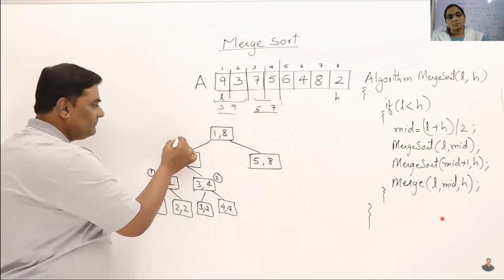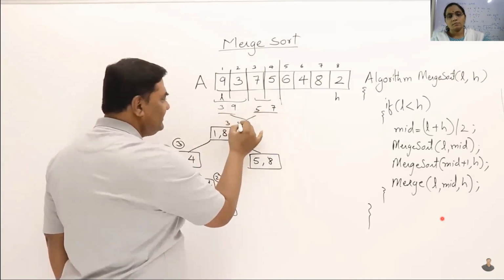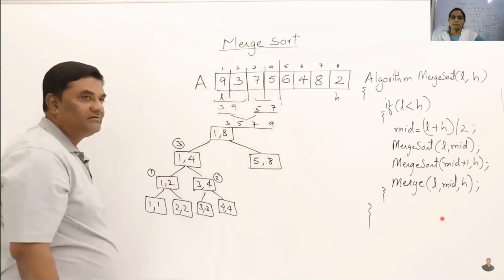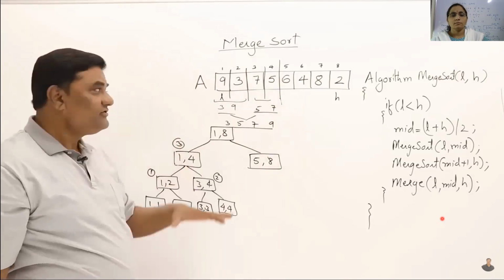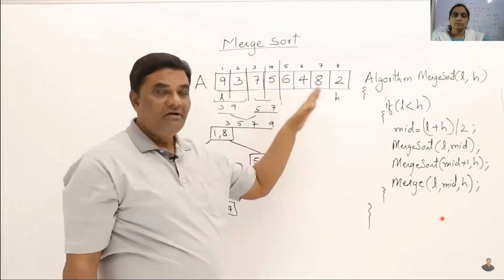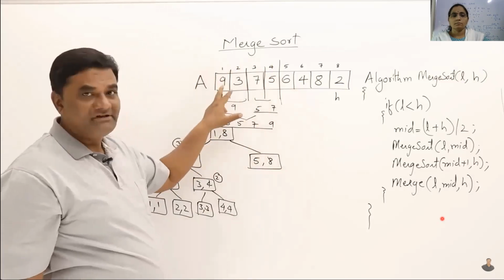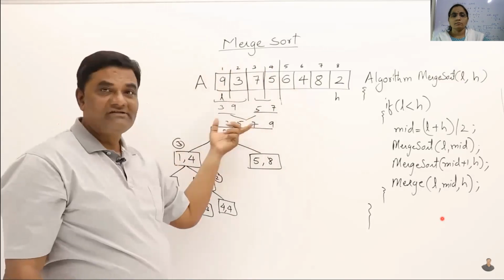So this is the third merge. It will merge these two. So the result is 3, 5, 7, 9. Now this side is sorted. Actually, we have to sort this whole array. Break it and break it and break it. Now two elements merge, two elements merge. Now merge these two also. So this side is sorted.